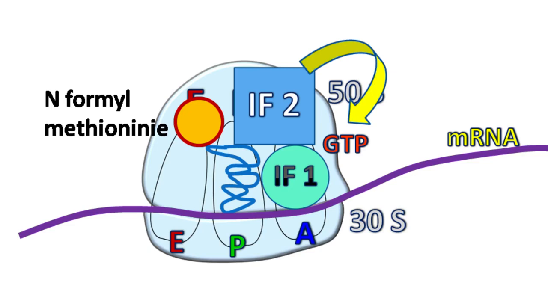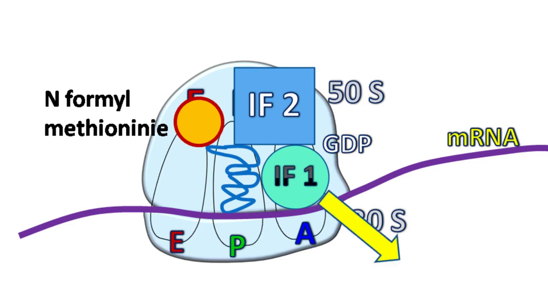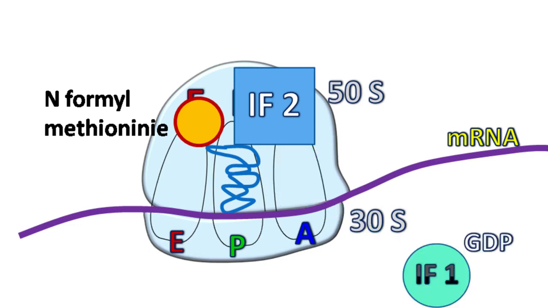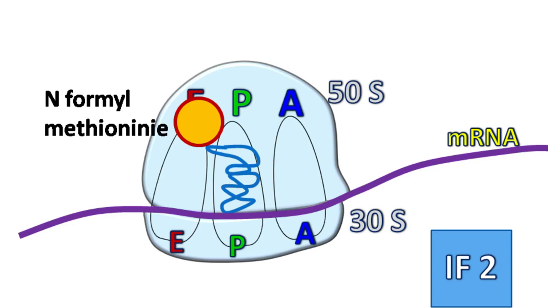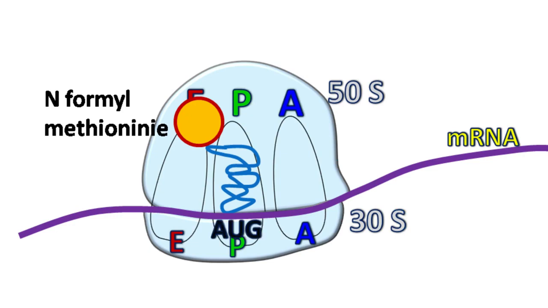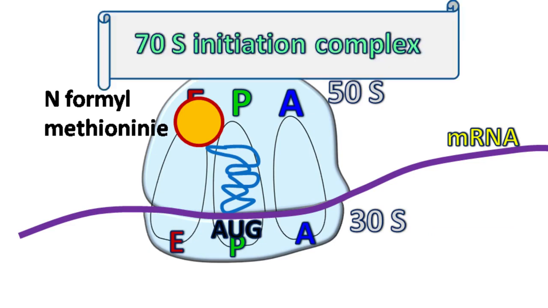Next, GTP associated with IF1 is hydrolyzed to GDP by IF2. As GTP is hydrolyzed, IF1 GDP now releases the A site. Finally, IF2 is also released from the ribosome. This complex so formed is known as the 70S initiation complex.